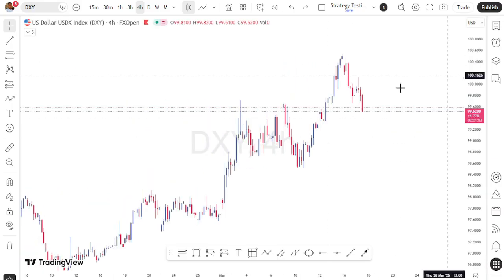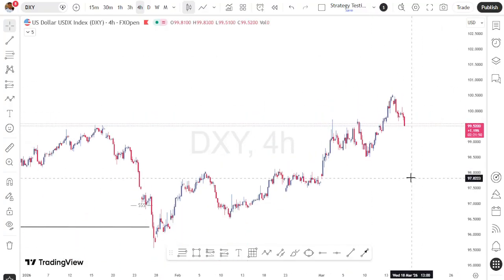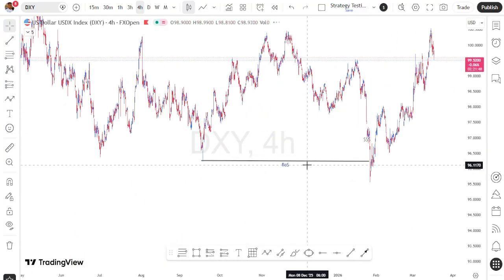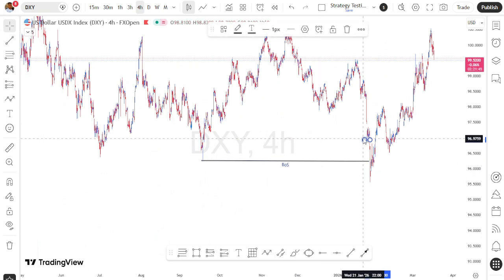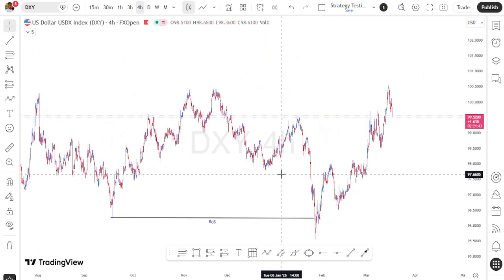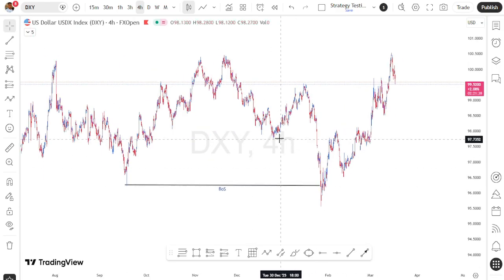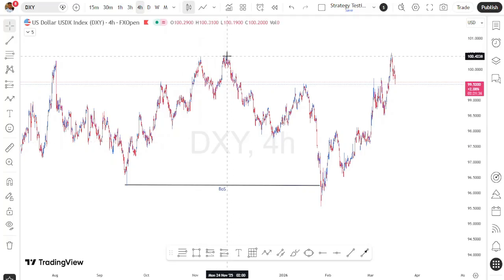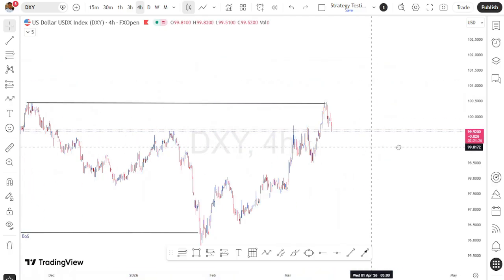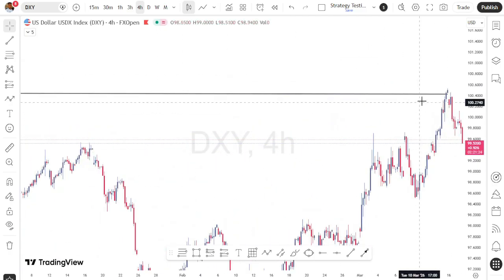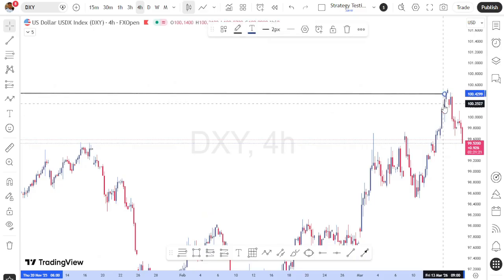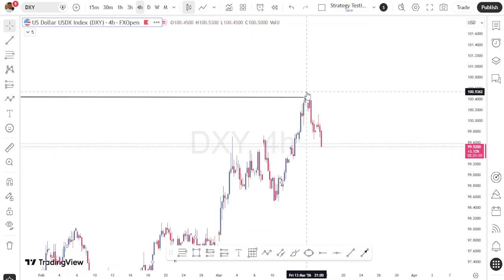I can actually see from the 4 hour time frame right here that the DXY broke structure to the downside here. After we broke structure to the downside, we now look at the last high that broke this structure, which is this particular high here. And if you see what price did right here when it approached this high, we have the body of a candle closing above it. Let me just make this straight. So you can see we had a body of a candle closing above it.